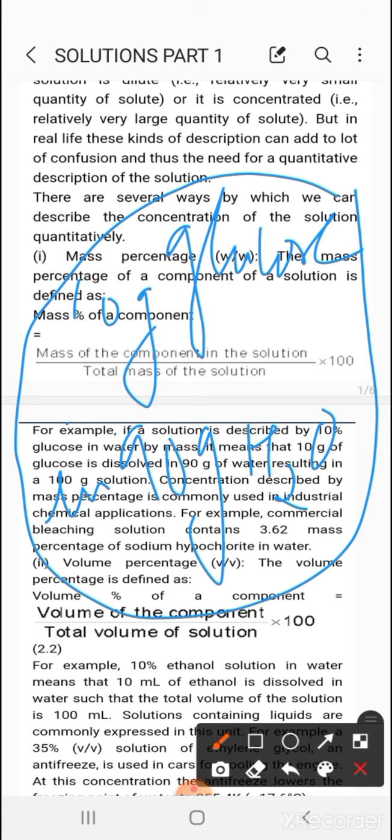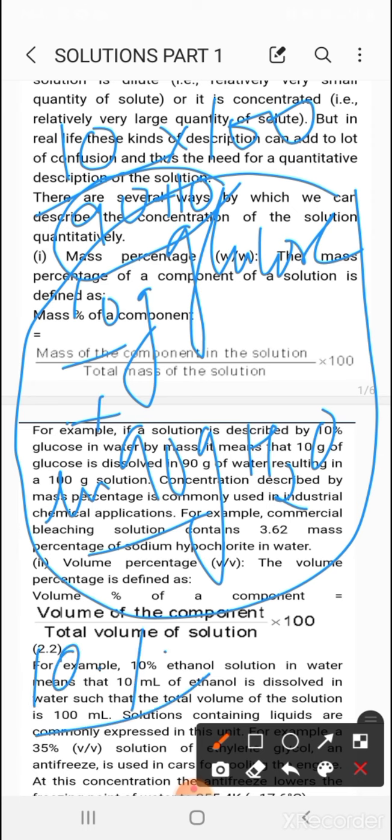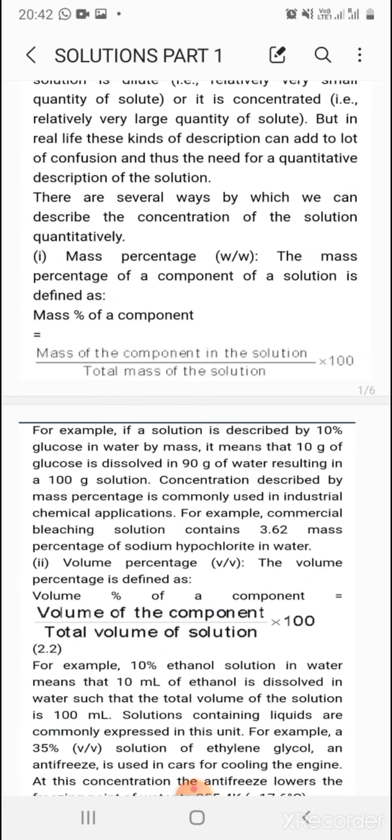Fine. So you divide 10 gram by 10 plus 90, because the total mass of the solution is solute plus solvent. So 10 gram is the solute, 90 gram is the solvent. So total mass will be 10 plus 90. 10 by 100 multiplied by 100 will be 10% only. So 10% is the mass percentage of glucose, which is weight by weight.